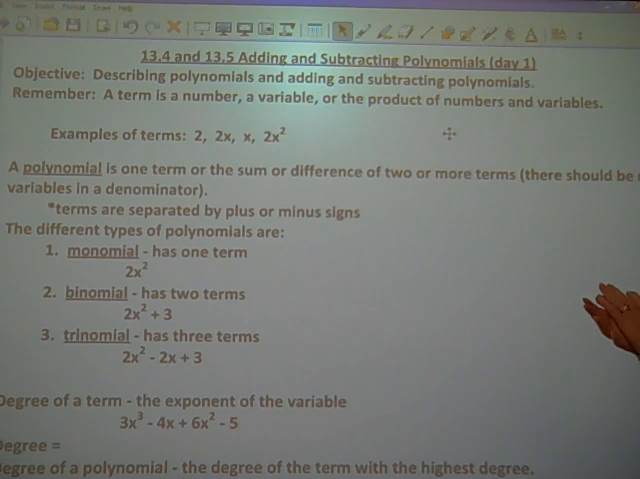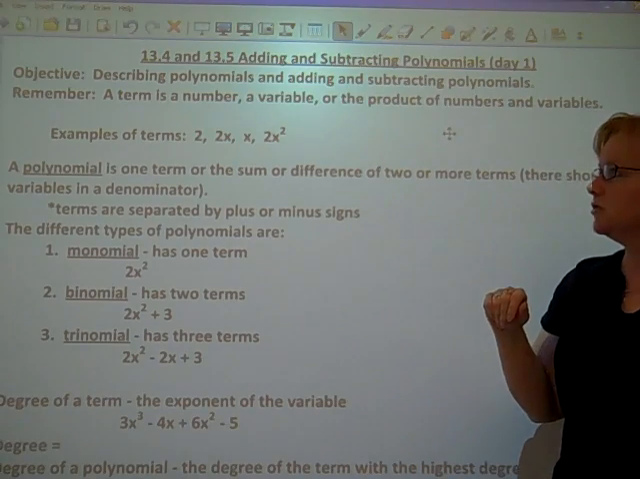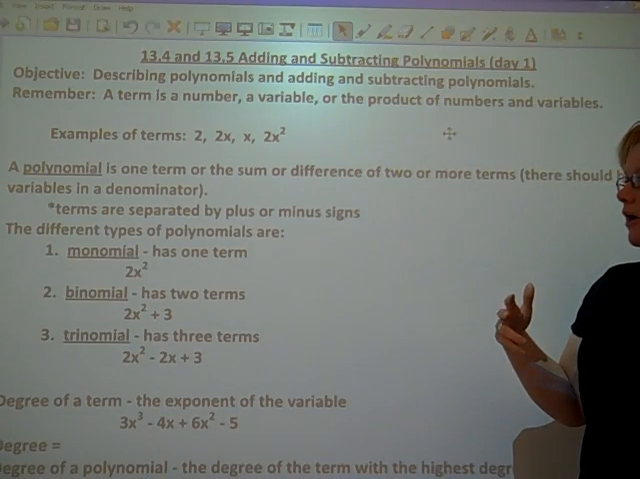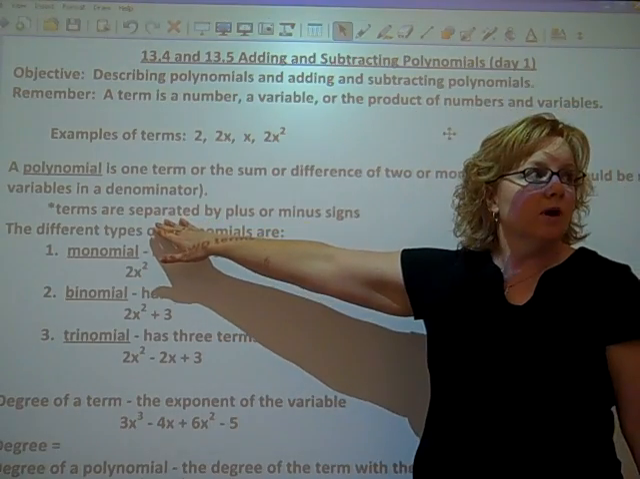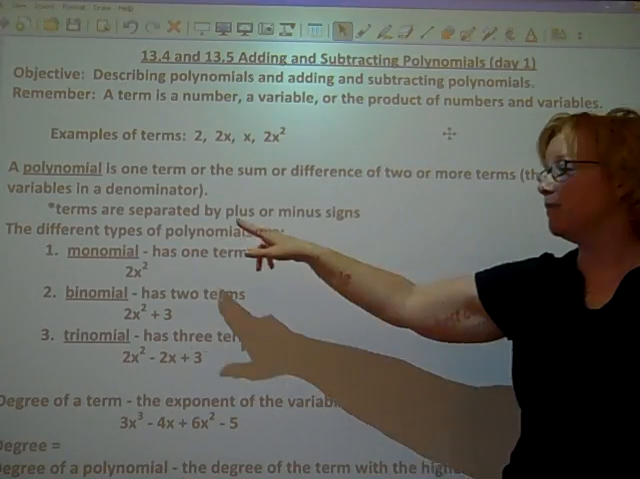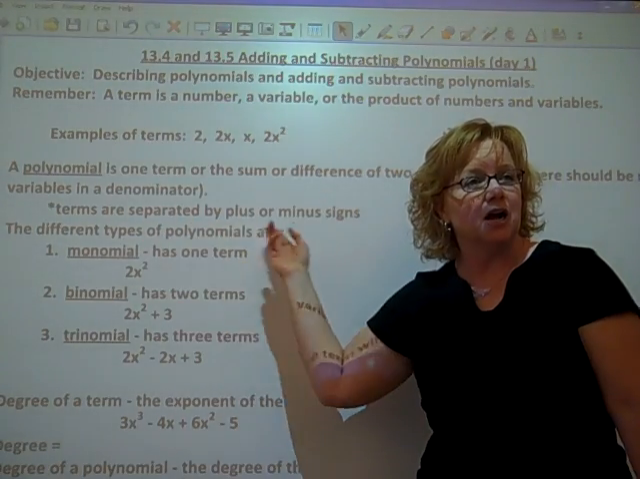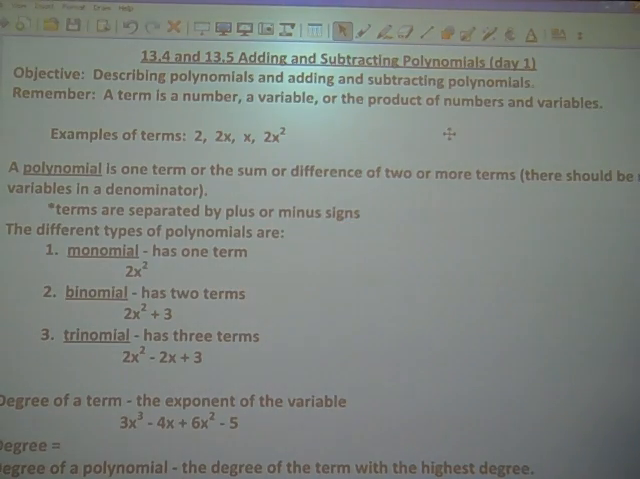So one of the things you have to remember is that a term is a number, a variable, or the product of numbers and variables. Some examples of terms would be the 2, or 2x, or the x, or the 2x squared. Now, and maybe I should have had this moved up, but you need to remember that terms are separated by plus or minus signs. I would probably circle that, highlight it, underline it, because it's important that you know that terms are separated by plus or minus signs, okay?